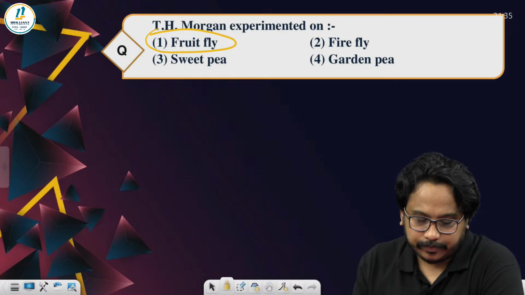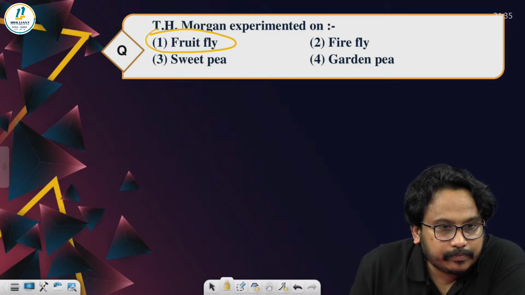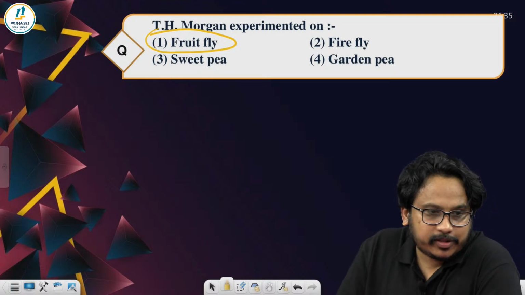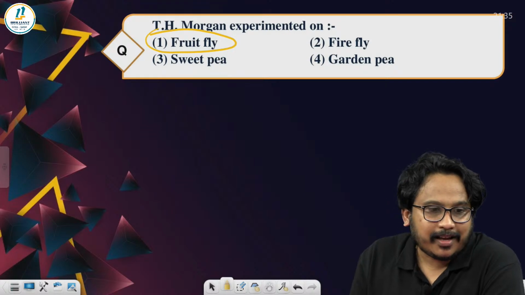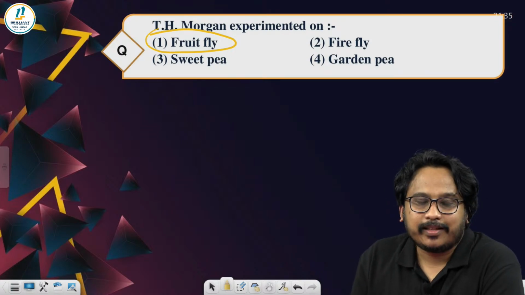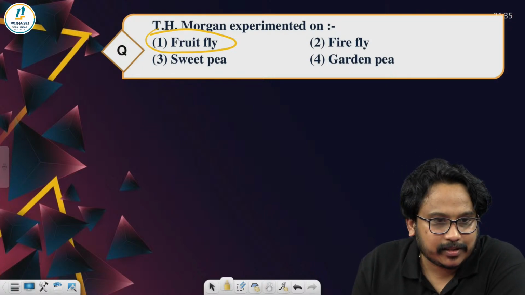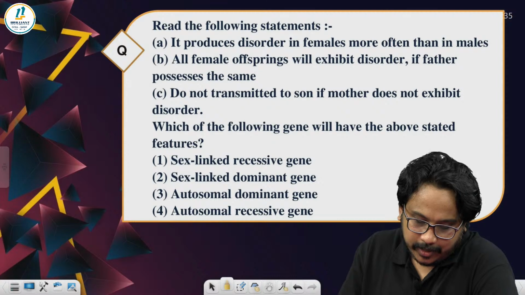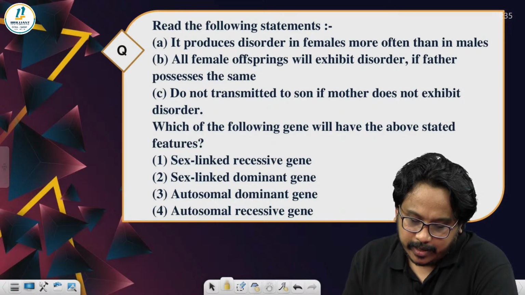Hope you got it. Can you please comment? Yeah, sexual dimorphism was there. The male and female were easily distinguishable, and it was visible under a low power microscope also. Then single mating produces a large number of progeny, like that, so many characters. Yes, okay.